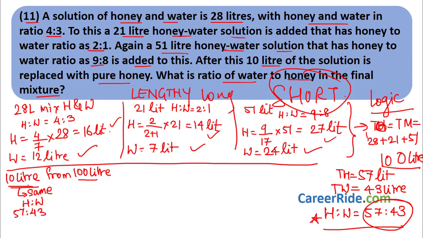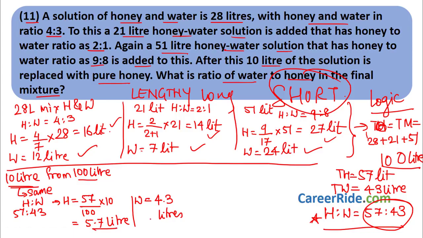So in this 10 liters, how much is the honey? It is simply H would be equal to 57, the ratio of honey, divided by 57 plus 43 is 100, into 10. That would be equal to 5.7 liters is honey. If 5.7 liters is honey, how much is water? Okay, water would be 10 liters minus 5.7, 4.3 liters.